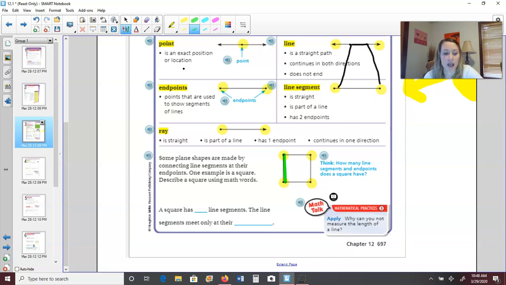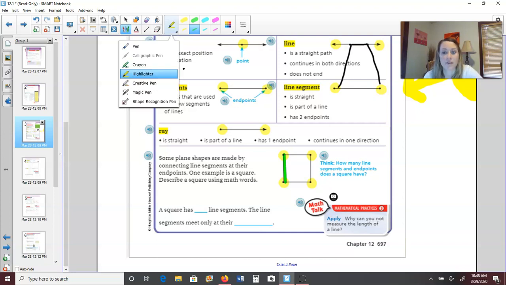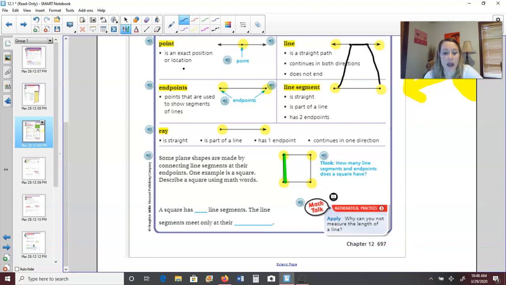So over here it says to think, how many line segments and endpoints does a square have? Think for a minute. A square has 1, 2, 3, 4 line segments, and the line segments meet only at their endpoints. Each corner of the square is an endpoint where the line segments are meeting, where they touch. So here we would need to type in endpoints.